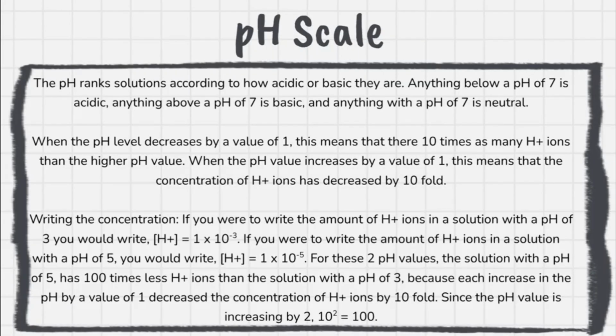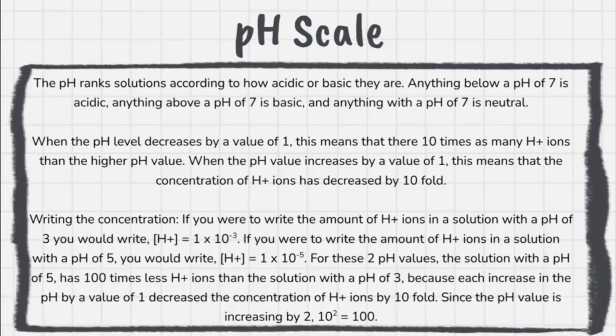The pH scale. The pH ranks solutions according to how acidic or basic they are. Anything below a pH of 7 is acidic, and anything above a pH of 7 is basic. Anything with a pH of 7 is neutral. When the pH level decreases by a value of 1, this means that there are 10 times as many hydronium ions in the higher pH value.